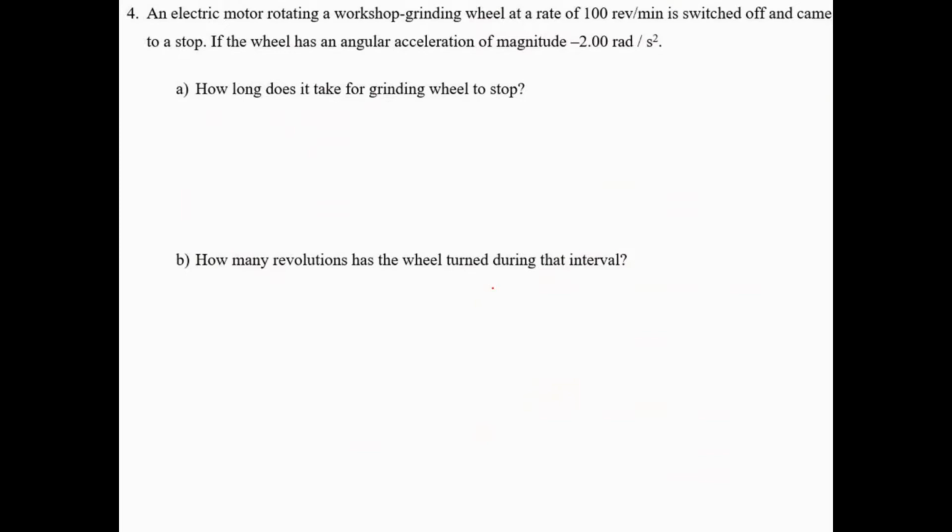After that you turn off the switch. What happened? The wheel comes to a stop. So that means the final angular speed is equal to 0. And if the wheel has an angular acceleration of magnitude minus 2 radian per second square, how long does it take for the grinding wheel to stop? That means we have to find the value of the time in the first question. So before that, we have to convert the value of revolutions per minute in terms of radian per second.